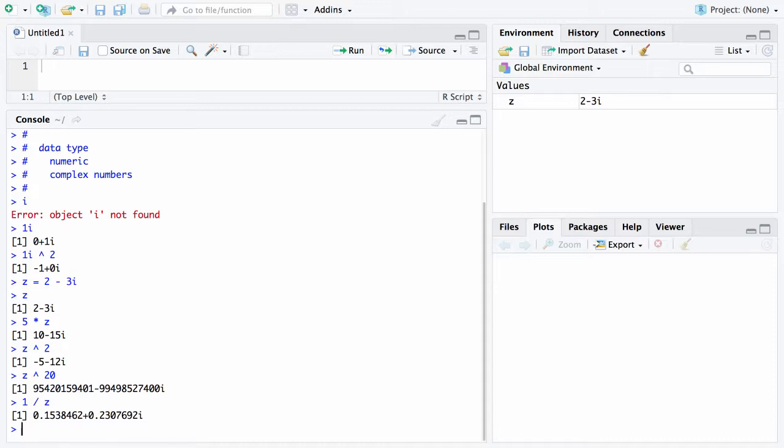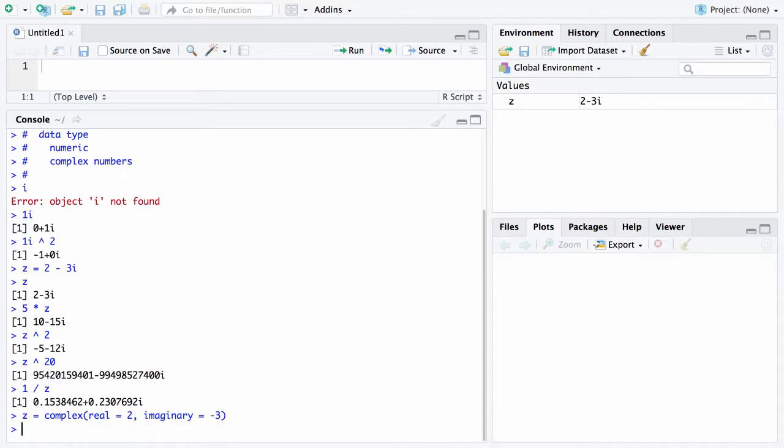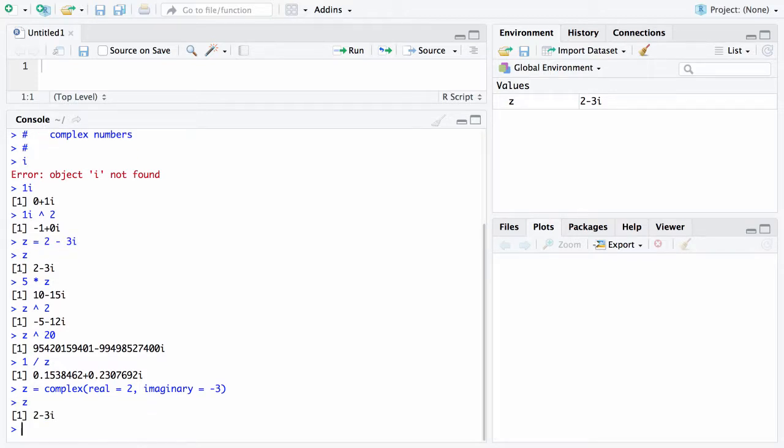Now, there is a second way of defining a complex number, and I'll show you how that goes. You could also say z is equal to complex, where the real part is 2 and the imaginary part is -3. That is exactly the same as what we did up here. In both cases, z will turn out to be 2 - 3i.